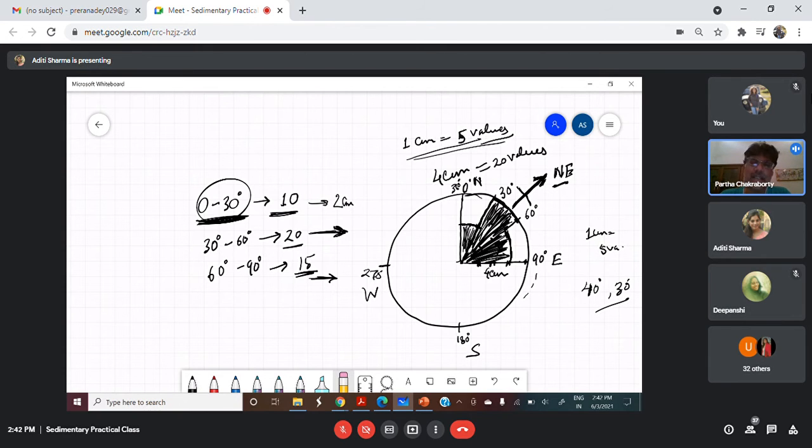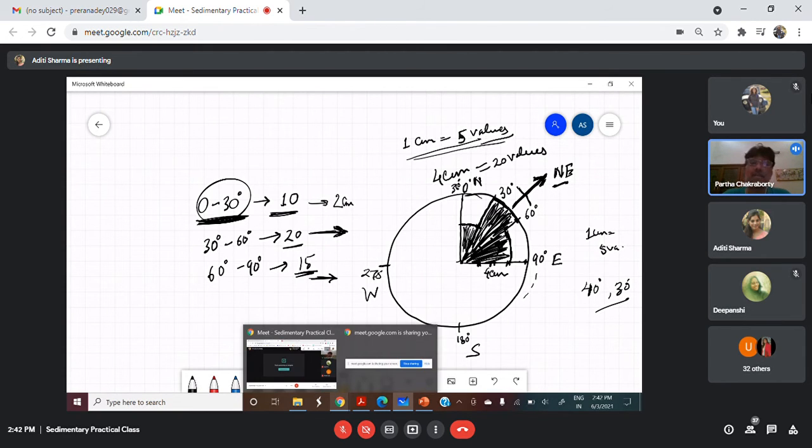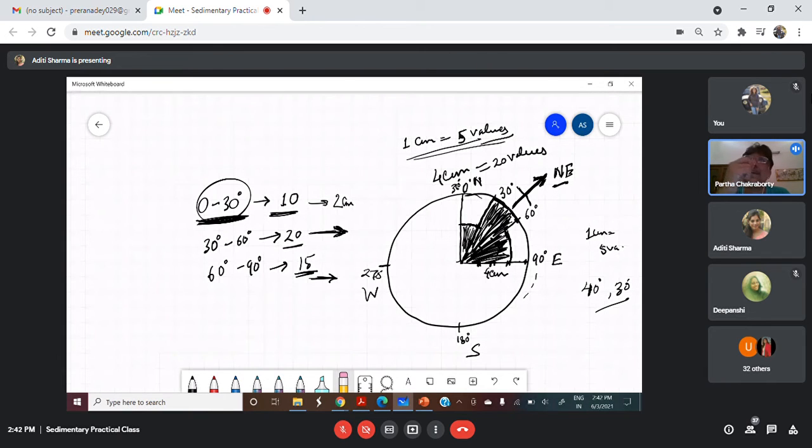Now, as she has discussed, first of all you must understand that you are plotting a vector, because you are taking the direction with respect to north. So that is a direction, and when you say you are representing 5 values by 1 centimeter, or 1 value by 1 centimeter, you are talking about the magnitude. So both direction with respect to north as well as magnitude are plotted in this diagram. So it is a vector diagram, first of all, and this vector diagram shows you the dominant mode, as she has said.